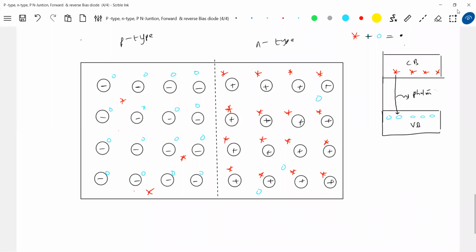So like that, what happened? This is a junction. This particular thing is called a junction or a boundary. So at this particular junction, what will happen to these donor ions? There's a donor ion. I'll be using this word frequently. Donor ion. And what is this?